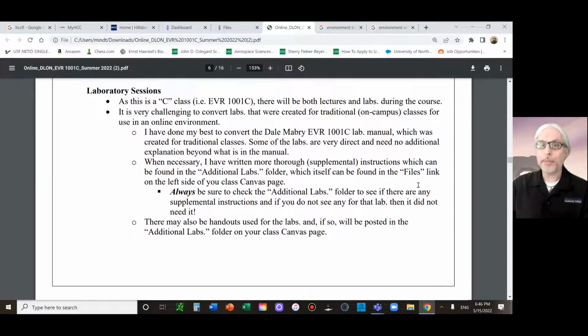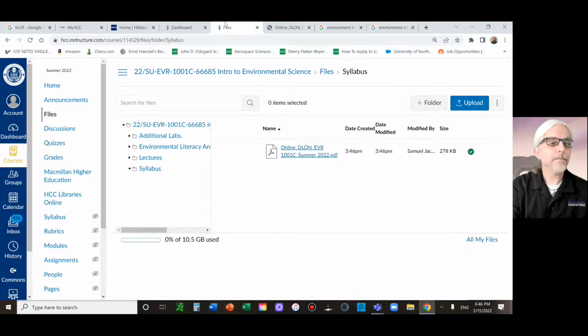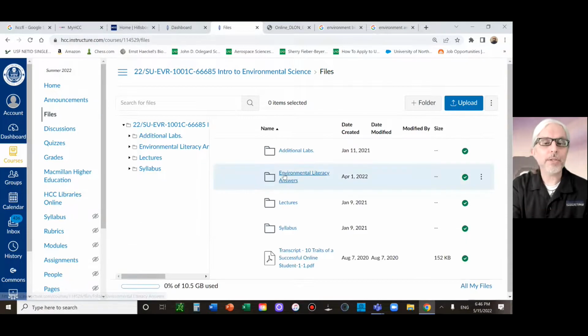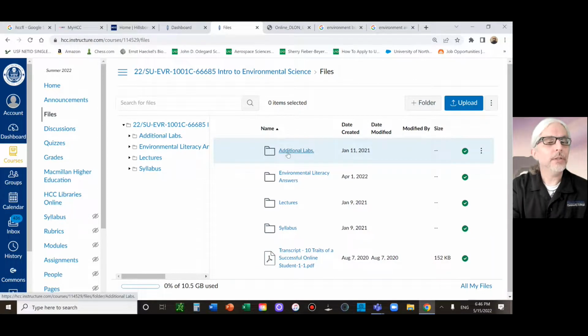Now one, you have that lab manual. Here's again that card. Go and buy the lab manual from the H.C. Del Mabry bookstore. That's one. And then second, notice that I'm talking about this additional labs folder. Okay, so let's go back to our Files tab for a second. Just go to Files generally so you can see everything. All right, notice I have this here, additional labs.